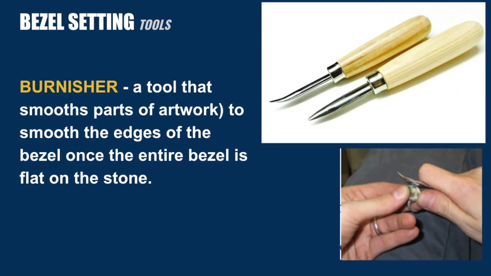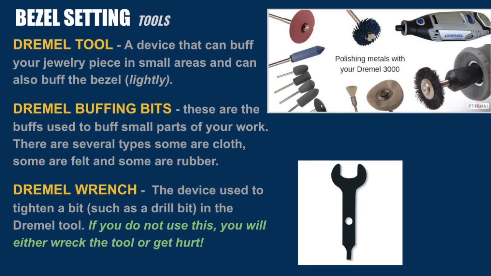You will also have to use the burnisher to rub the bezel to help make the bezel shiny at the end. This will be used, and then you will use the Dremel tool to finalize the shine very quickly, but remember, we are trying to eliminate excess heat so the stone doesn't crack.